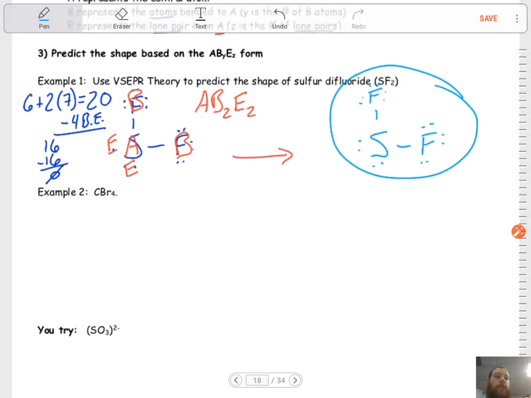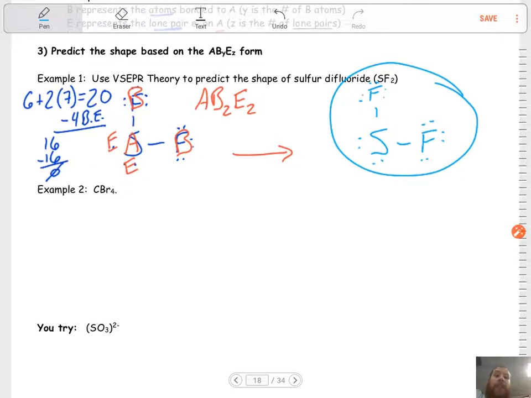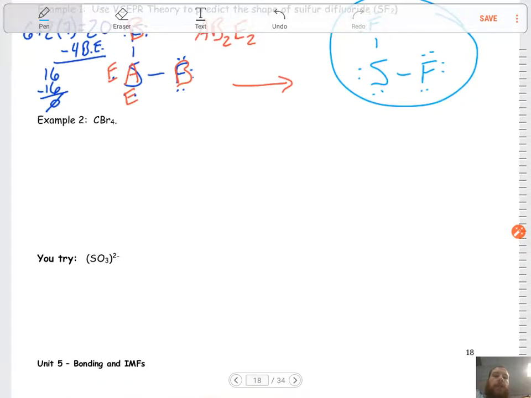So is it anything brand new? It's one extra step from what we were doing in the last video. So let's do example number 2 together. If you feel confident, pause the video now, try example 2 in the you try problem on your own, and then hit play and come back and see if you got it right or not.